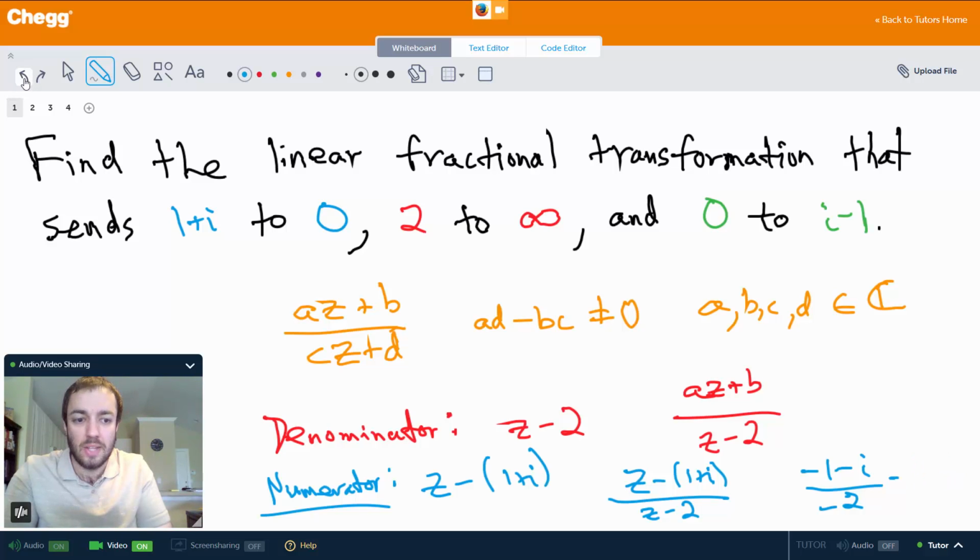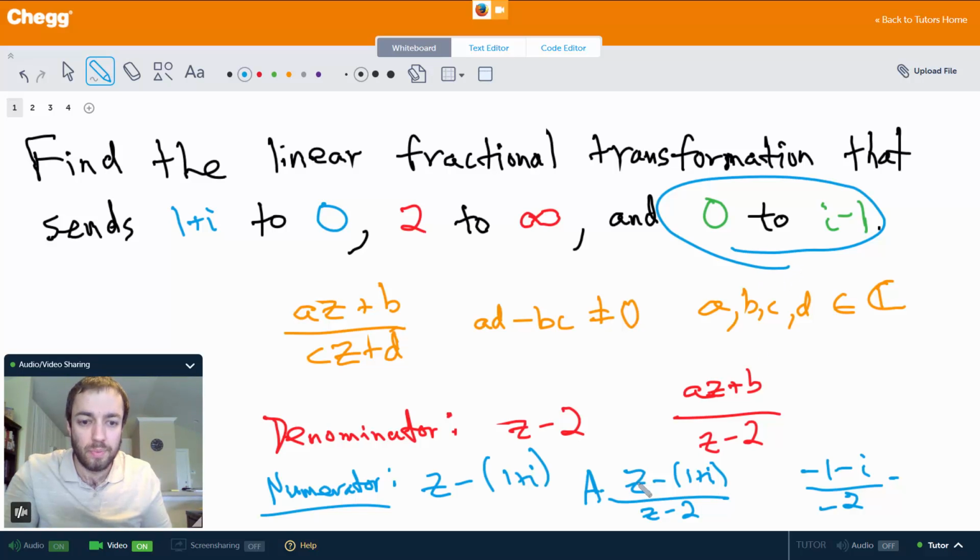So far we actually have this, where a is some complex constant. Now we can use this additional criterion to find out what a is. So let's go ahead and do that.